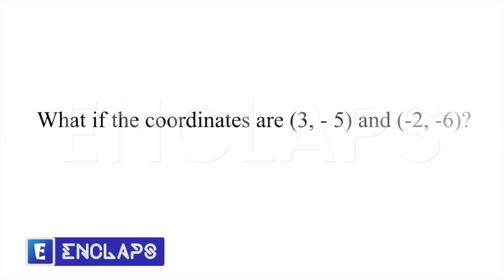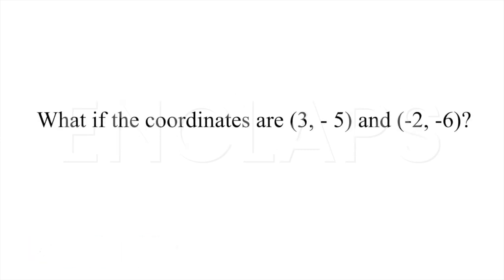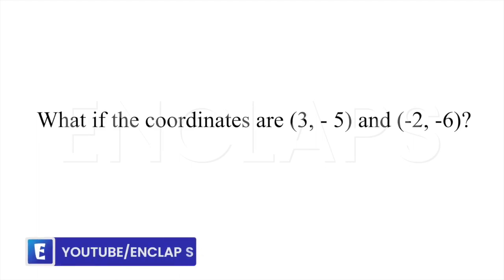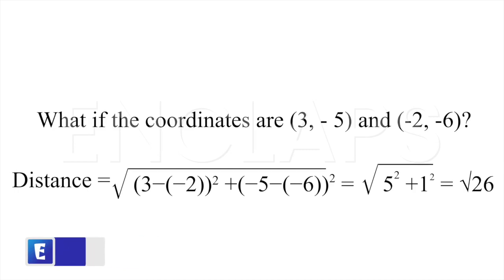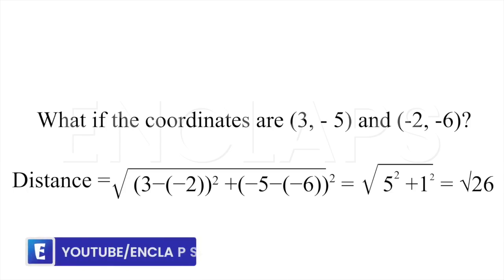What if the coordinates are (3, -5) and (-2, -6)? Distance equals root of (3 minus -2) the whole square plus (-5 minus -6) the whole square, equals root of 5 square plus 1 square, equals root 26.